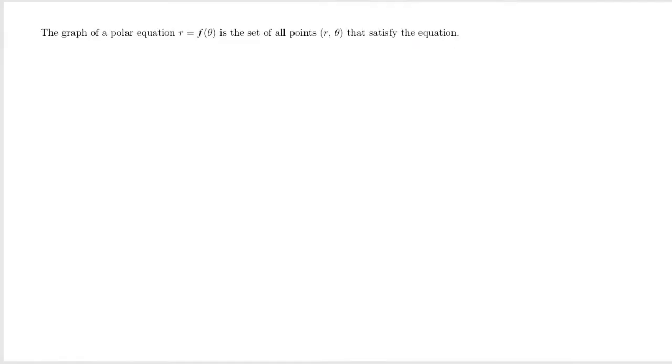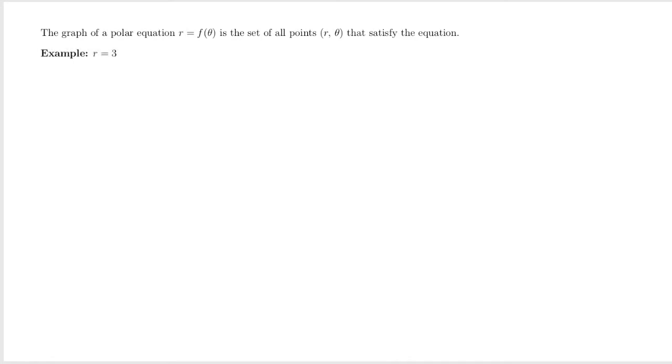Hey, today we're going to talk about polar curves, by which I mean the graphs of functions described in polar coordinates. And just like in our regular Cartesian coordinates, the graph of some equation is the set of all points that satisfy the equation. But instead of the equation being y equals f of x and the point being the point x, y, we're talking about the set of points r, theta that satisfy the equation r equals some function of theta.